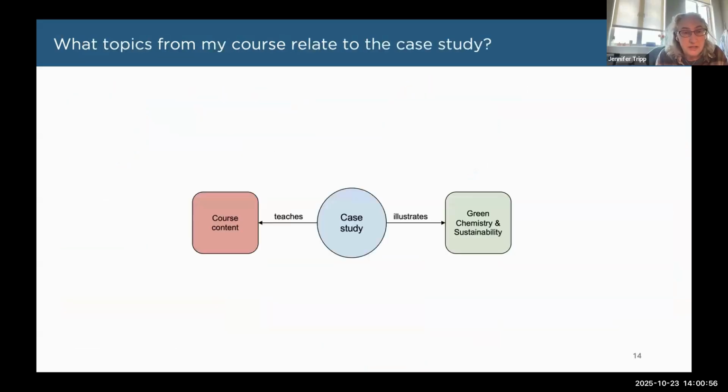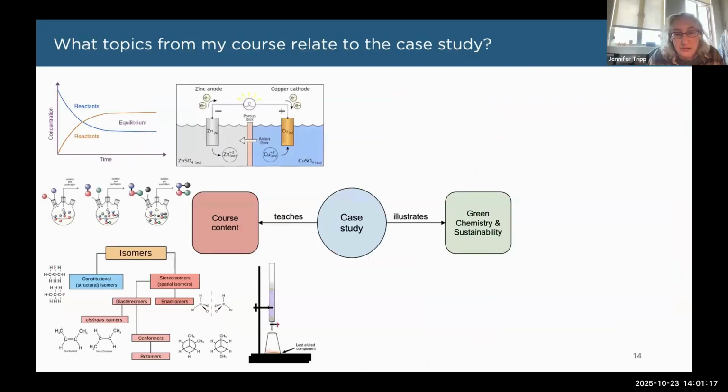All right, next slide. Okay, so the idea with this is that the case study should teach the course content while also illustrating green chemistry and sustainability. I don't know that any of us have extra time to add into our classes in order to teach green chemistry. So we need to multitask and teach the chemistry we have to teach while also teaching green chemistry and sustainability. So if you click that button, we have all this course content, right?